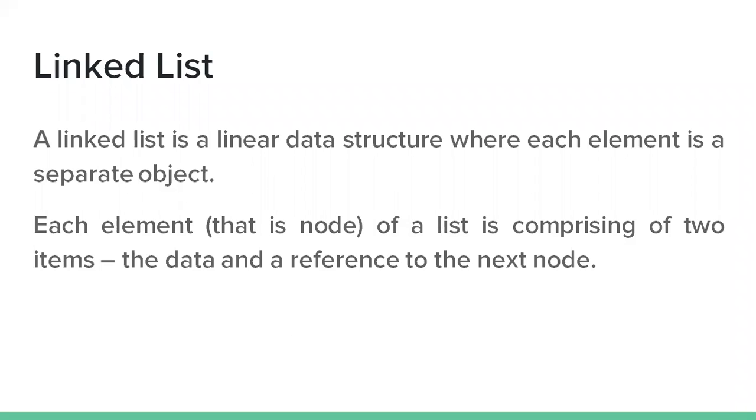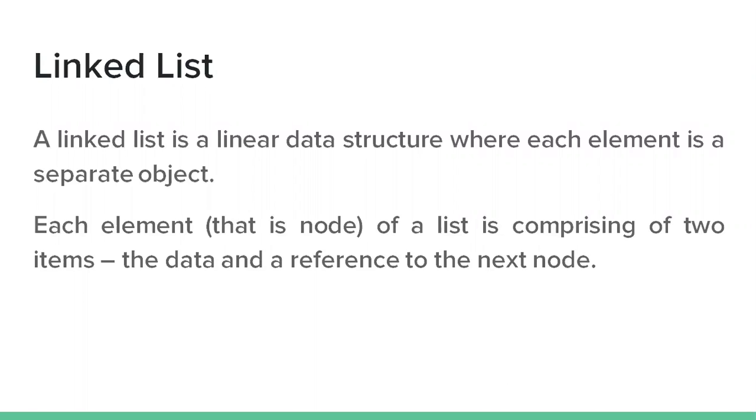A linked list is a linear data structure where each element is a separate object. In this, we have a number of nodes, and every node has two parts. One is data, and the second is a pointer pointing to the next element. The last element doesn't have a next element, so its pointer will be pointing to null. This kind of linked list is called a singly linked list.